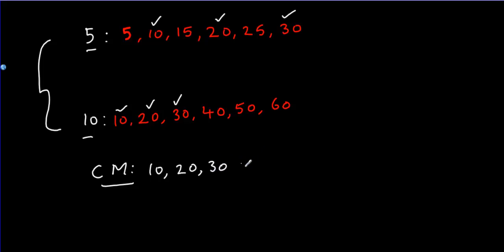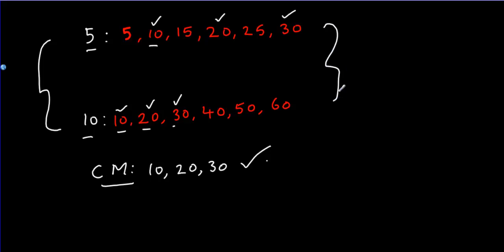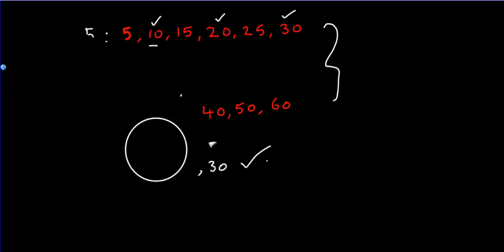So you have successfully completed this problem. So what I did was I took the numbers which are in both sets, which are in 5 and also in 10, and I chose those numbers as my common multiples for these two sets, 5 and 10. Let me show you one other example with different numbers. This is very easy. All you need is to practice these types of problems.